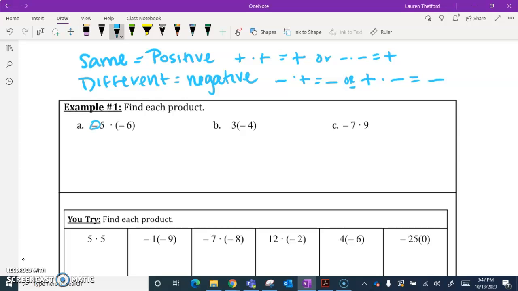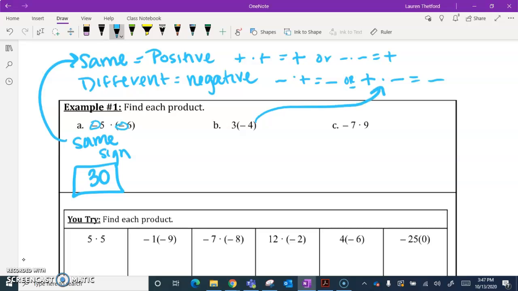In here we have two negatives, so these are same sign. And so we just multiply our numbers like normal. 5 times 6 is 30, and it's positive because it's same sign. Over here we have a positive times a negative, so that looks like this little example right here. So we know my answer is going to be negative because they're different signs. So we have 3 times 4 is 12, and it's going to be a negative because this negative pretty much makes the whole thing negative.